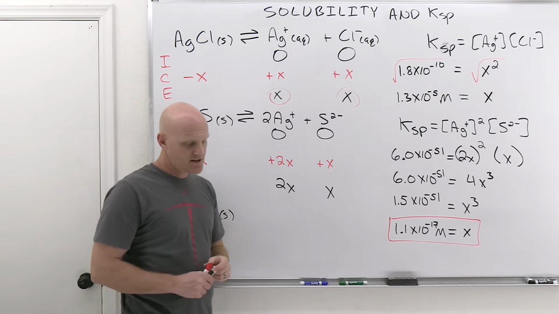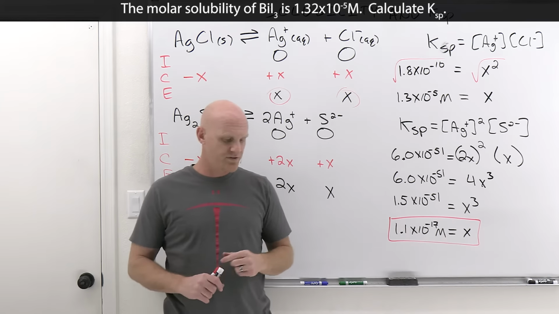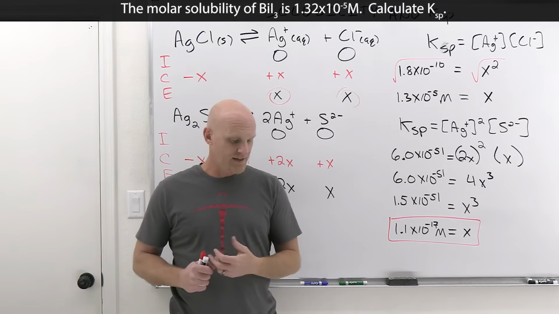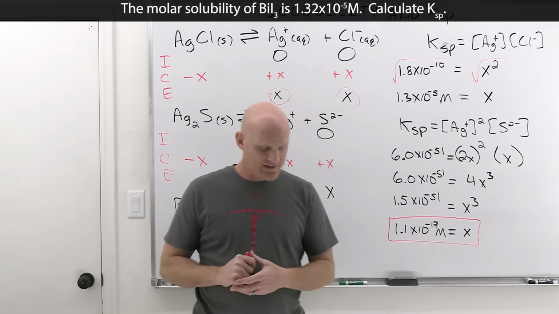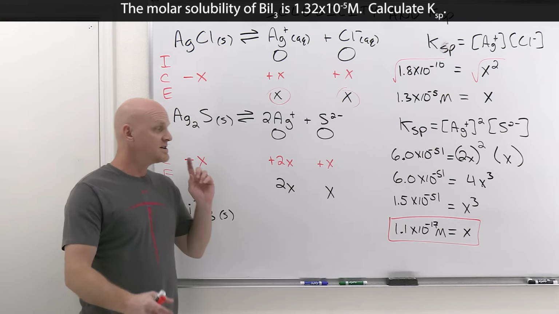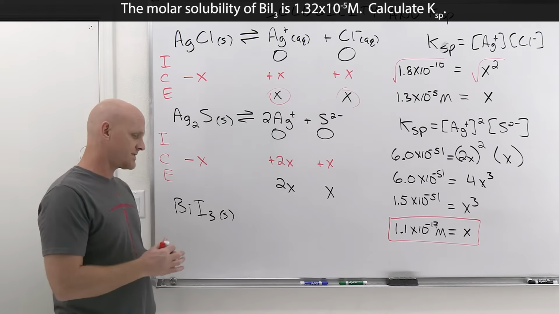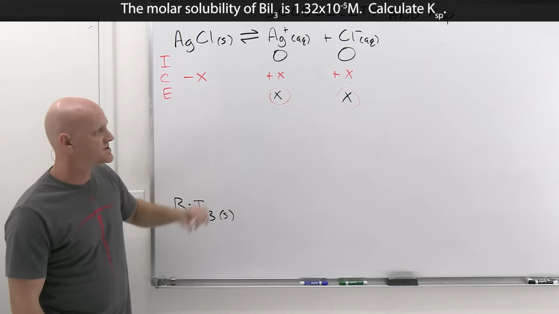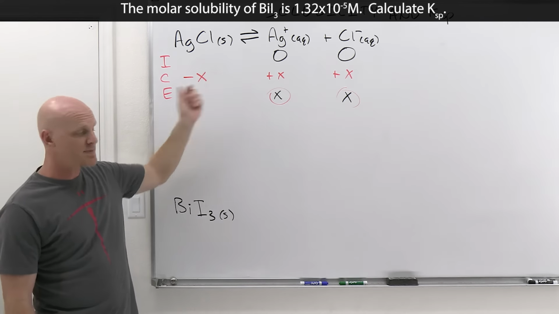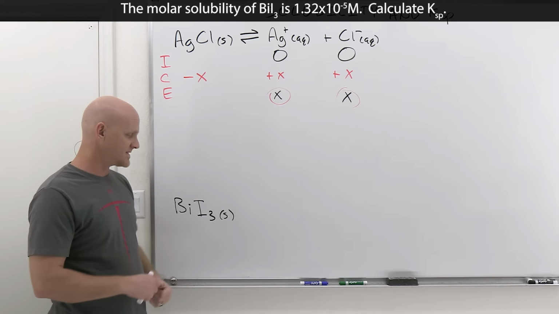So in this next one here, it's going to be the exact opposite. It says the molar solubility of bismuth 3 iodide, BiI3, is 1.32 times 10 to the negative 5 molar. Calculate Ksp. So this is backwards now. Now we're going to be given X and asked to solve for Ksp. Let's get a little room here. All right, so I cleared off quite a bit of the white space here, but I kept this because I'm going to reference back to this later. And when I say later, actually not in this lesson, but at the beginning of the next lesson.